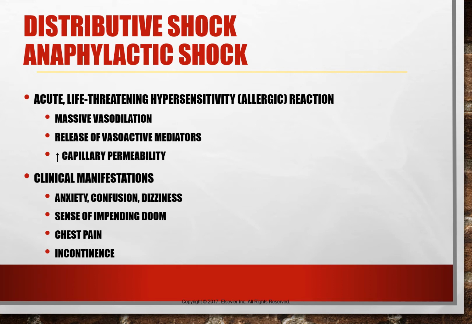So manifestations: the patient's going to be anxious, confused, dizzy. They might be very pale, diaphoretic, with a sense of impending doom. They can't catch their breath. They might also have some chest pain, and this is commonly from the retractions that are occurring from trying to take a breath against that bronchoconstriction. And then they might also have incontinence. This is unique to anaphylactic because that fight or flight response is activated immediately, hence the incontinence.